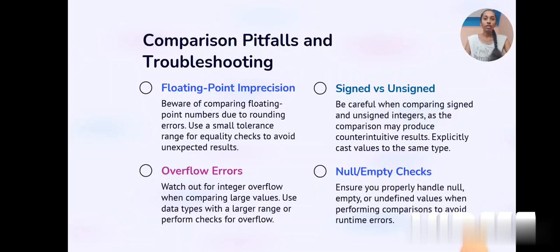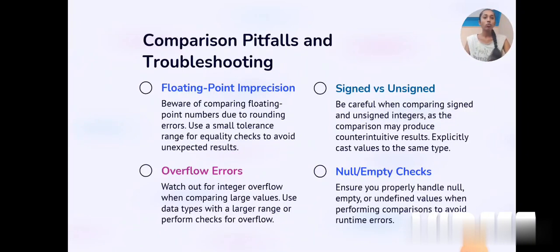The next topic is comparison pitfalls and troubleshooting. First one is floating point imprecision. Beware of comparing floating point numbers due to rounding errors. Use a small tolerance range for equality checks to avoid unexpected results.